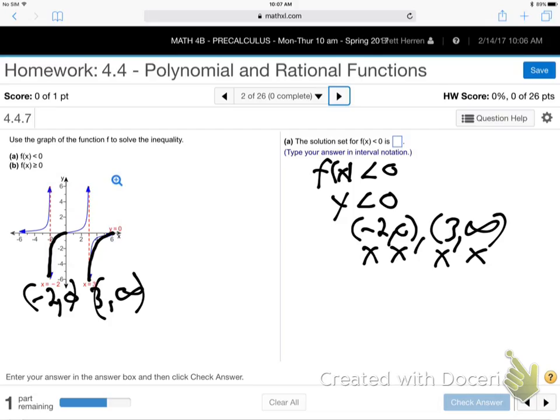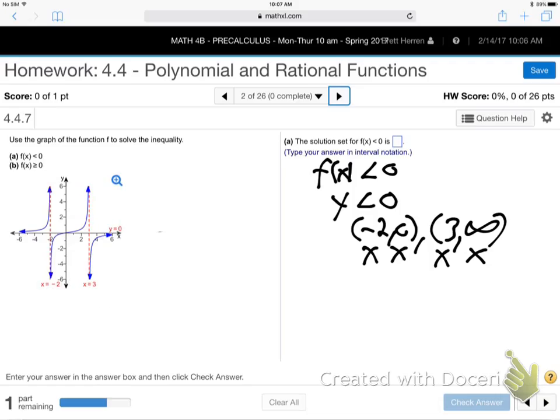I kind of wrote over the top of it. See that arrow? Yeah, I kind of scribbled over the top of it. But so it just keeps going. It looks like it's got a horizontal asymptote there. It's going to level off and keep going to the right forever. All right, good. Now, part B.